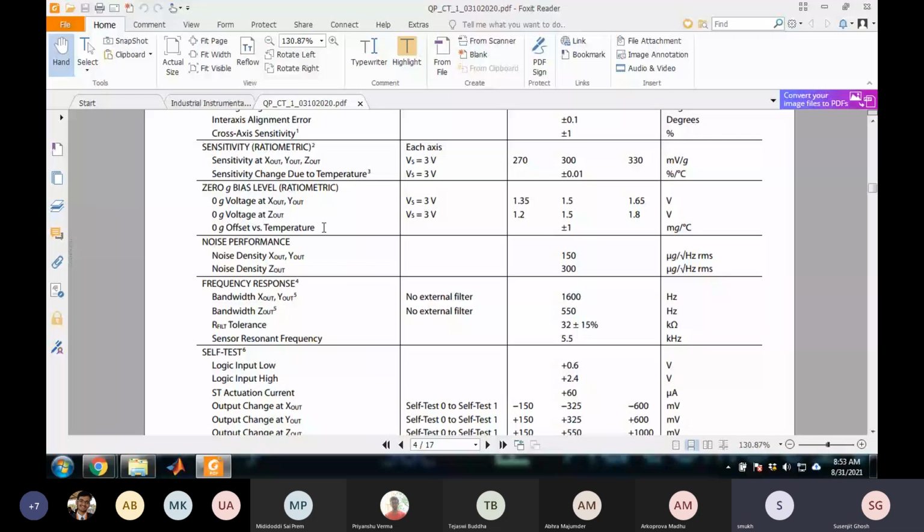So what was the offset? The nominal value of the offset was 1.5 volt at the output. Here they are talking of variation of offset at the input. So for 20 degrees centigrade, it will be plus minus 20 milli-G is the offset. Now plus minus 20 milli-G means what is the voltage?